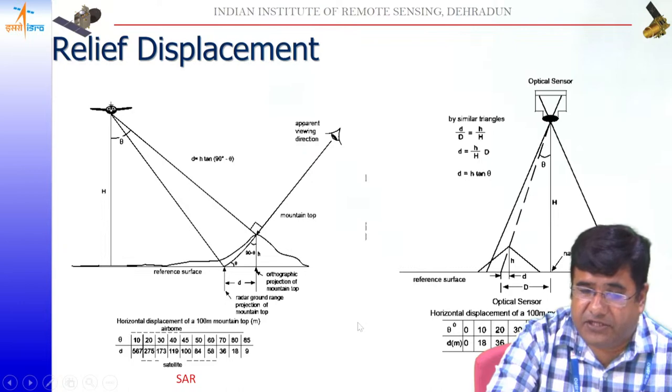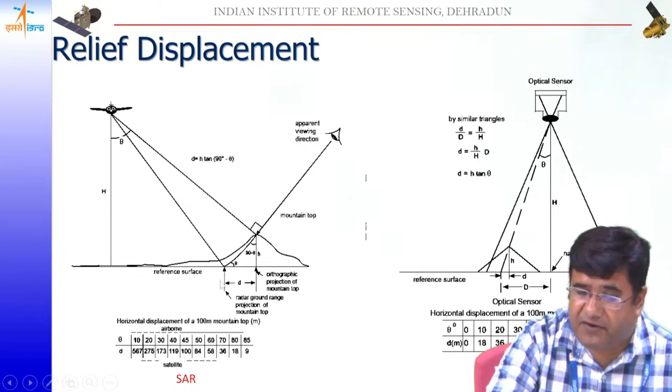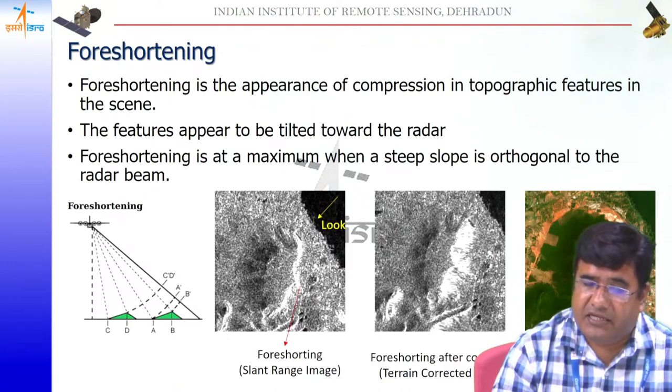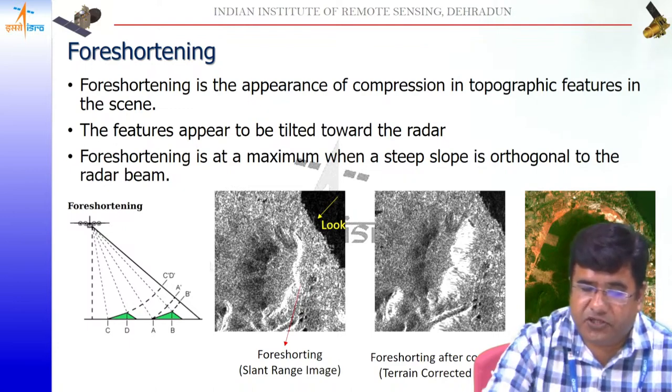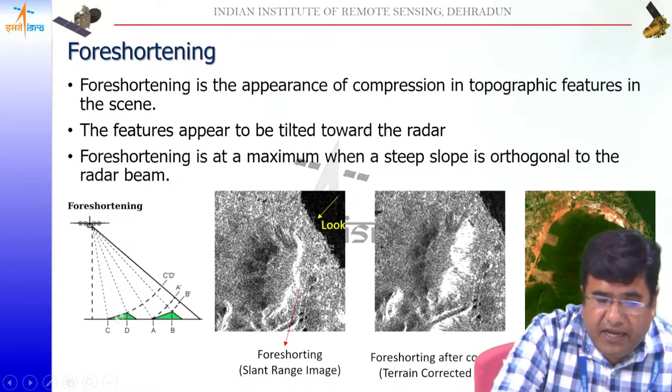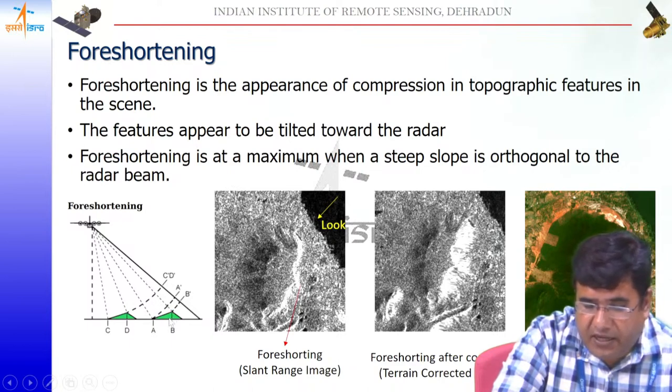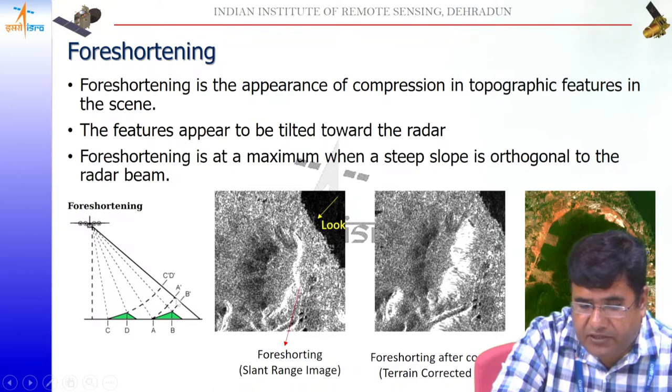So what are the different distortions due to this relief displacement? There are three major distortions in the SAR. One is called foreshortening, the second is called layover, and the third is called shadow. So what is foreshortening? You can see in this figure, this is the mountain, with points A and B. Because SAR is a ranging sensor, it will have different ranges. So this feature is compressed in the slant range image. You can see A dash, and the length A to B is compressed to somewhat this length.